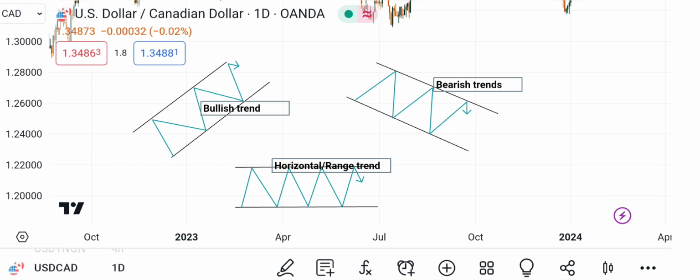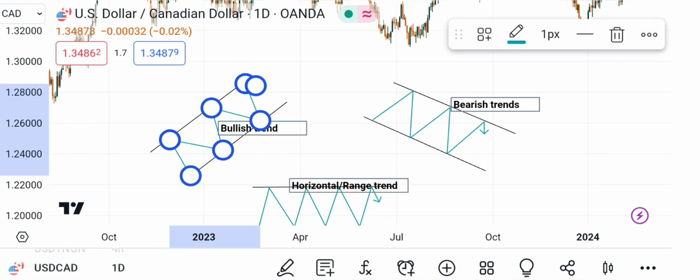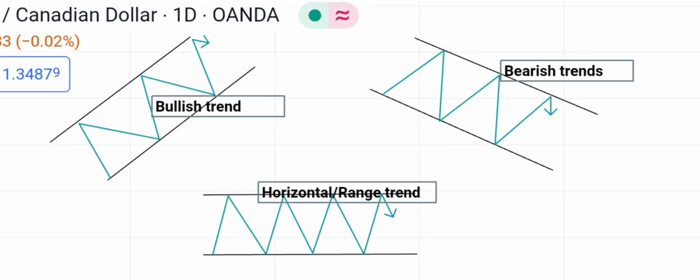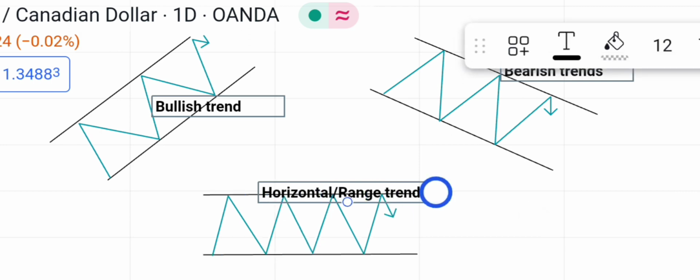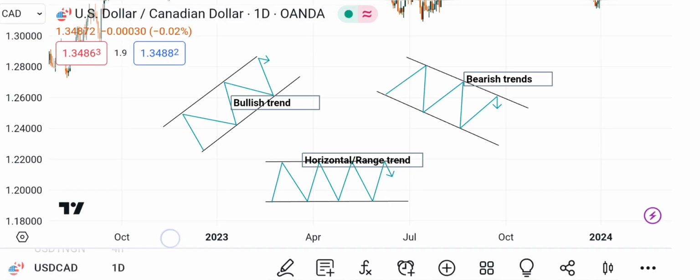Today, we're going to be talking about different trend lines. We have the bullish trend line, we have the bearish trend line, and we have the horizontal or range trend line, and today I'm going to be showing you how to draw them.